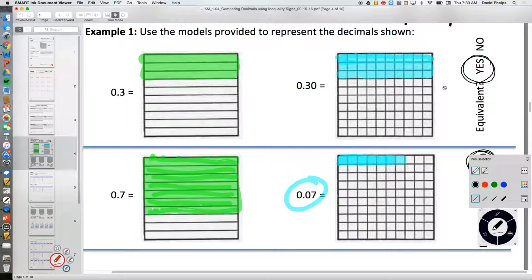Well, if we look at our first two numbers again, 0 and 3/10 and 0 and 30/100, they were equivalent. But our next two numbers were not, 0 and 7/10 and 0 and 7/100. What is different about these values that makes them either equivalent or not equivalent?